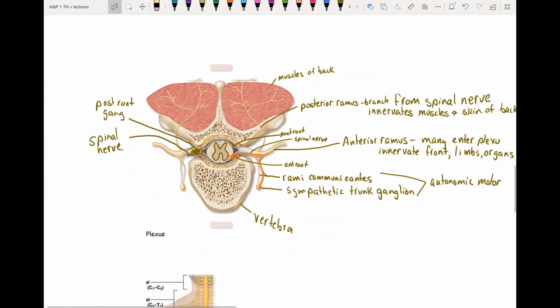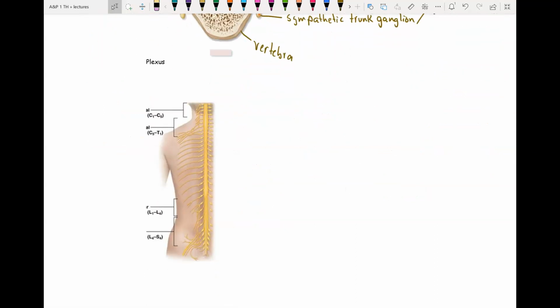Okay, so there's the part you'd see from a transverse view looking into the spinal cord with a little more context. You can see the spinal nerve emerging out between the vertebrae and what it branches into. Then I mentioned the plexus. So those anterior rami, many of them go to a plexus. So a plexus is a web of anterior rami.